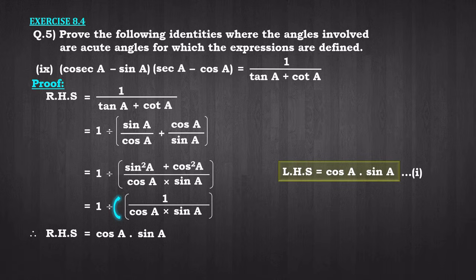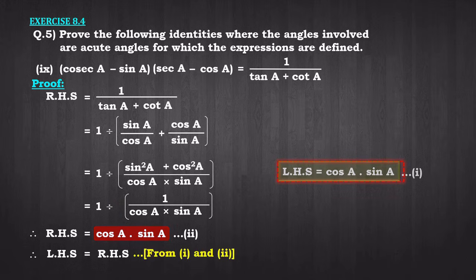From the previous result, the left-hand side is equal to cosine A multiplied by sine A. Hence, the left-hand side is equal to the right-hand side. Therefore, cosecant A minus sine A multiplied by secant A minus cosine A is equal to 1 divided by tangent A plus cotangent A. Thus, the identity is proved.